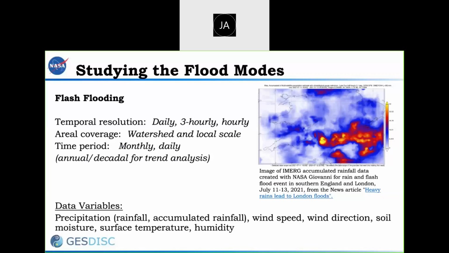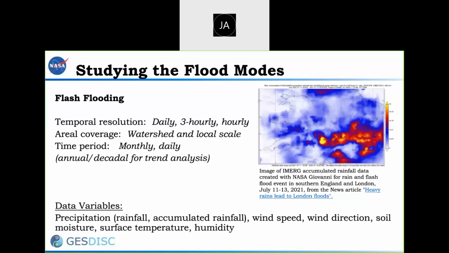Okay, these happen fast, as we've said before. So you want daily data or sub-daily. We have 3-hourly data products, hourly, and even half-hourly data products. The scale tends to be smaller, so you're looking at small regions, watershed scale in a river, and local in a city. And the time period, it can occur over months.